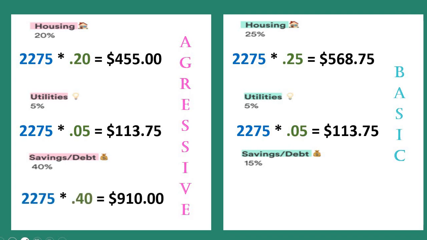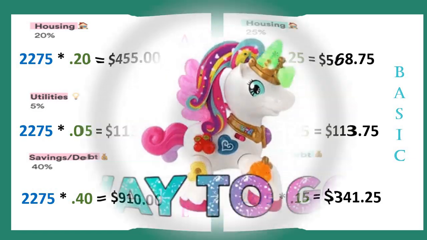Now here was the big one, right? Savings and debt. If I'm being aggressive, I'm putting aside $910 per month to set aside for savings and to pay off my debts. Where here, I'm only doing $341.25. Okay? So is there a right or wrong? No, not really. You're just making decisions about how you're going to spend your money, what's going to be important, what you want to be able to do with your money. That's the goal, is you're making that call.